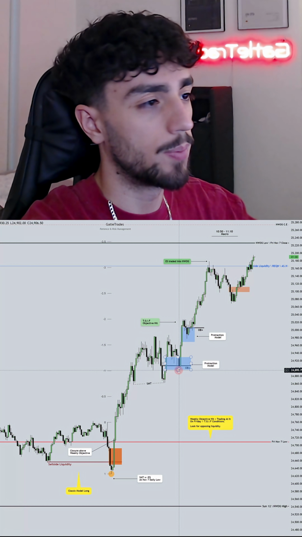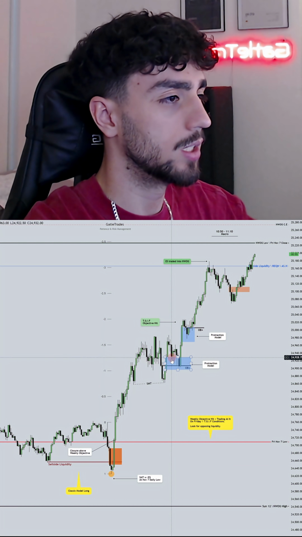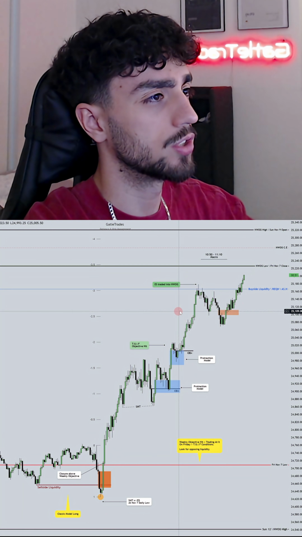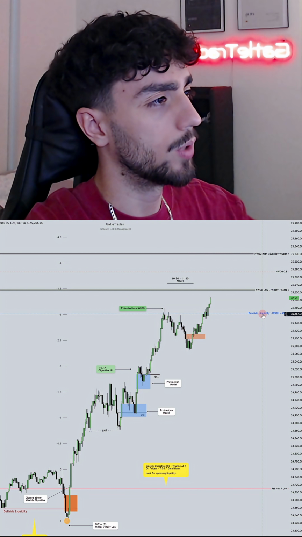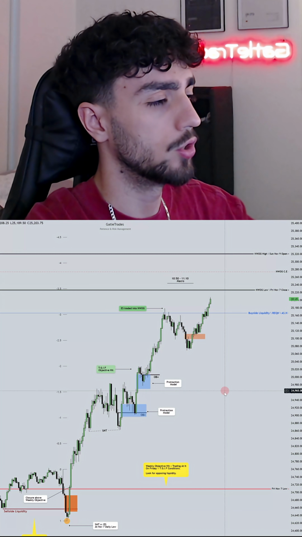In terms of entries, it depends how you want to do it. There's a couple of options. You have an inversion here, SMT here, a couple of options with the order blocks. Here you get -2 standard deviations. And then here you can finally see we got that buy side liquidity pool. Final inversion fair value gap looks like it might deliver to the new week opening gap.